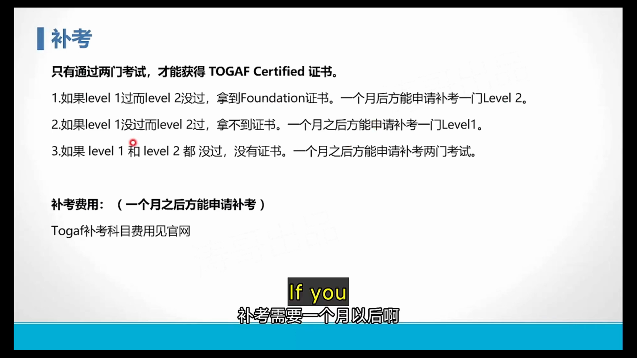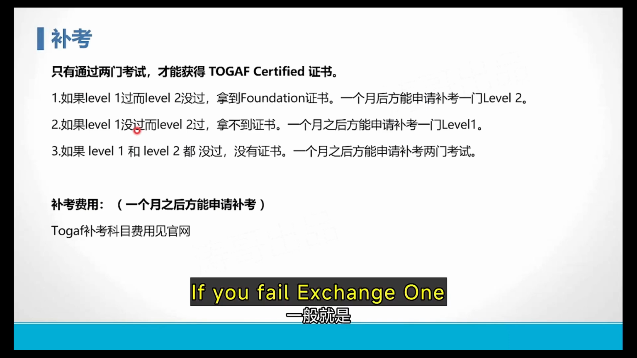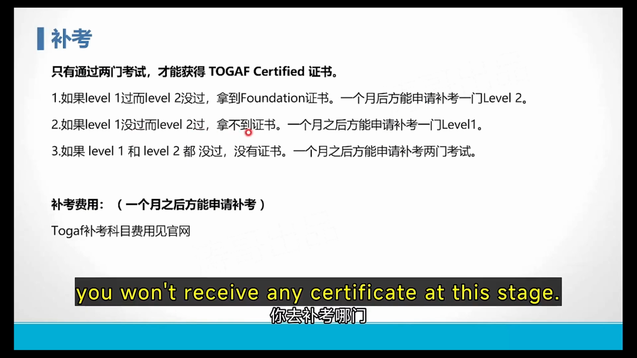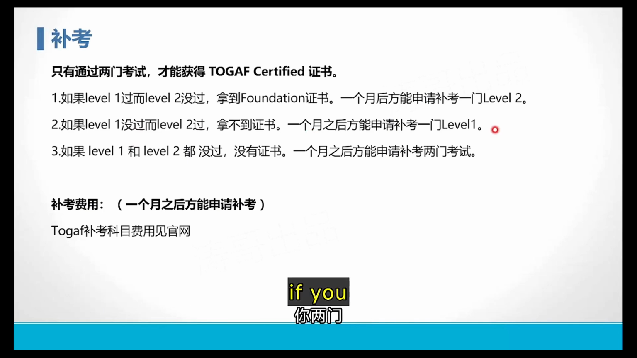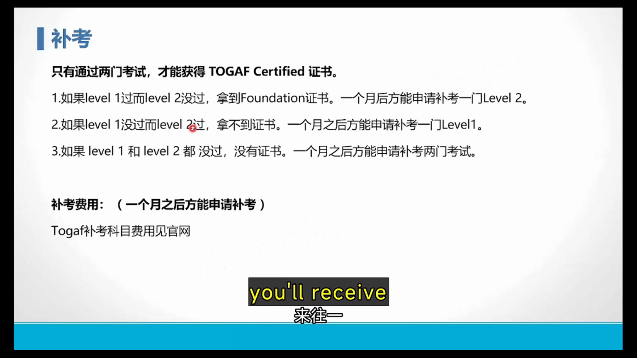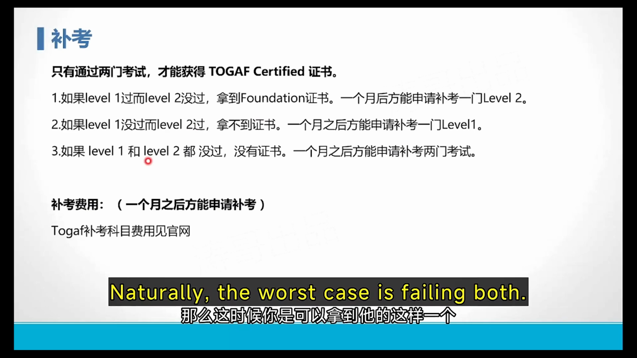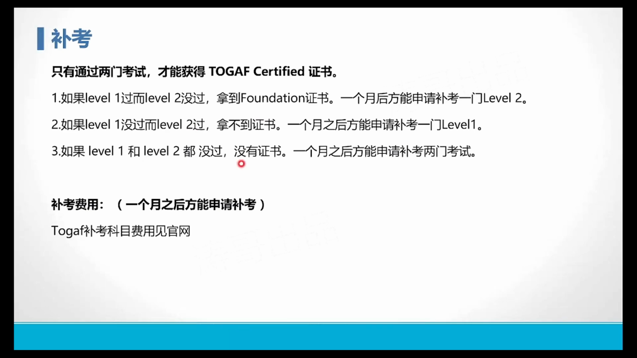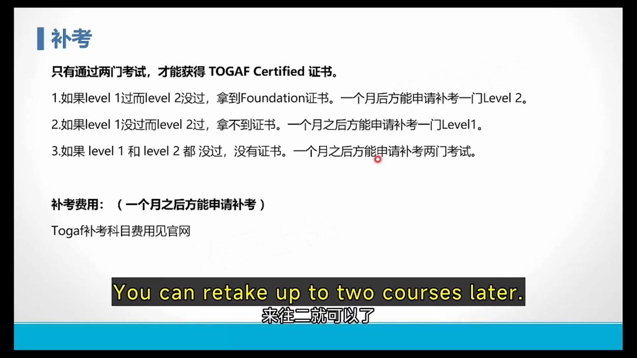If you signed up for both courses together, if you fail exam 1 but pass exam 2, you won't receive any certificate at this stage. However, a month later, if you manage to pass exam 1, then you'll receive a certification of completion for exam 2. Naturally, the worst case is failing both. In that case, you won't get any certificate whatsoever. You can retake up to 2 courses later.